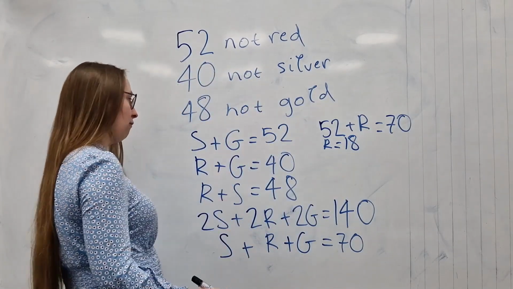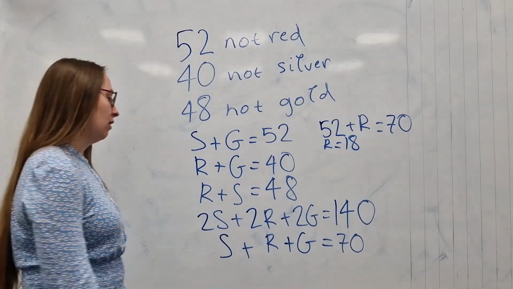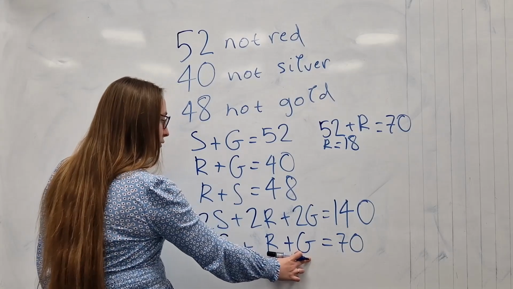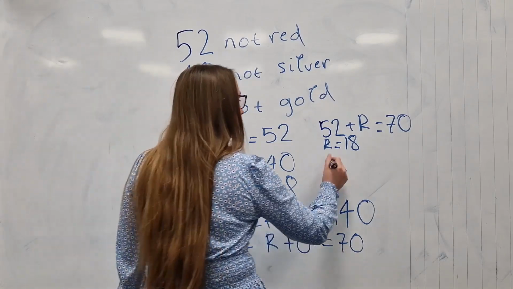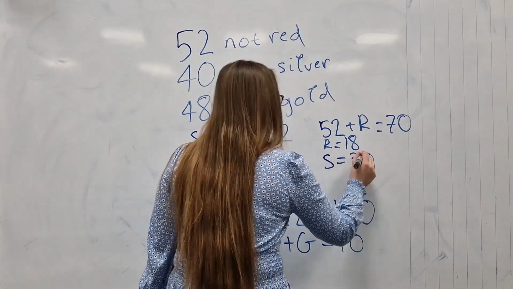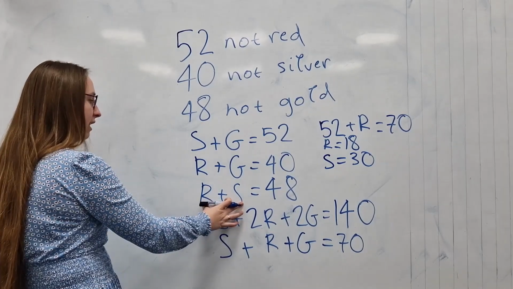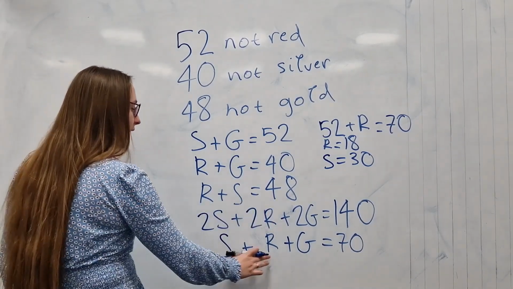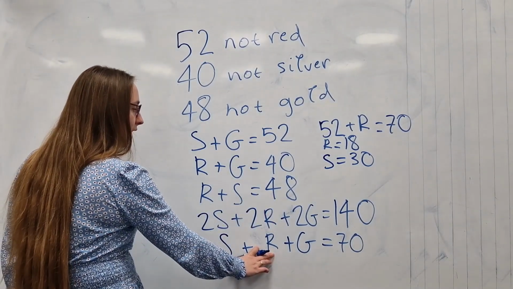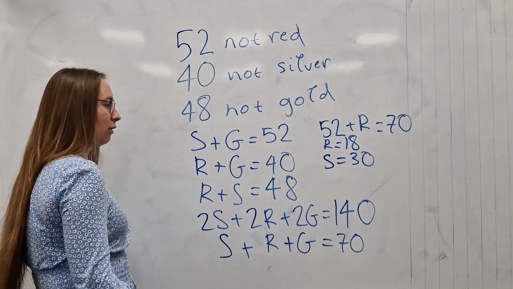Then for this one we've got red and gold equals 40. So if red and gold equals 40 here, then silver must equal 30. And then for the last one you've got red and silver equals 48. So if red and silver equals 48, then gold must equal 22.